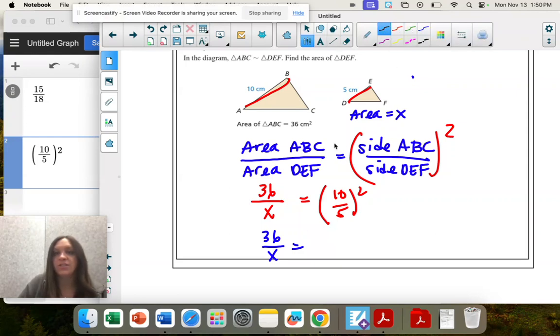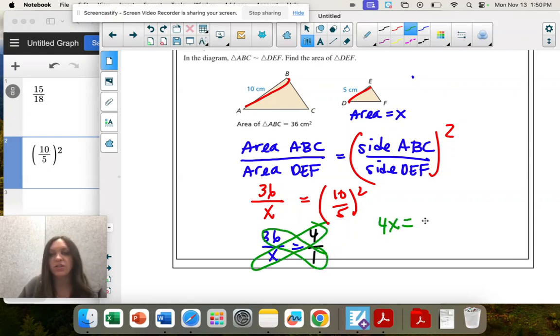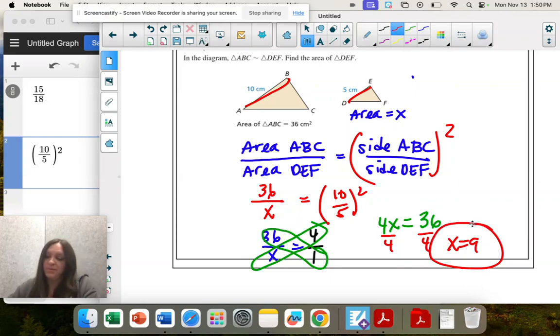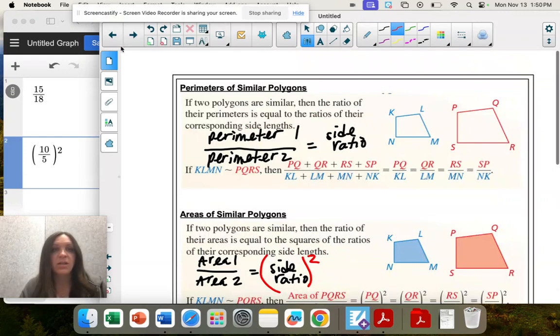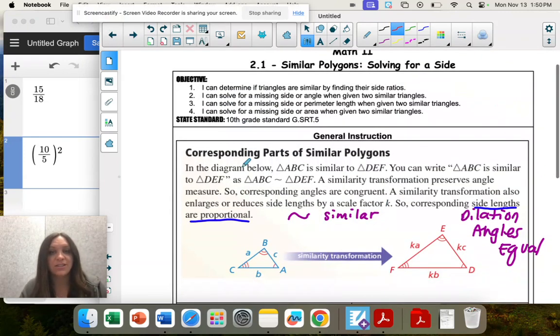And just because it's easier to solve fractions, what if we leave it as 4 over 1 and then cross multiply? 4 times x equals 1 times 36. How do we solve for x? Divide both sides by 4, x equals 9. And that's it for this section. So we're using ratios and similar polygons to solve for stuff.